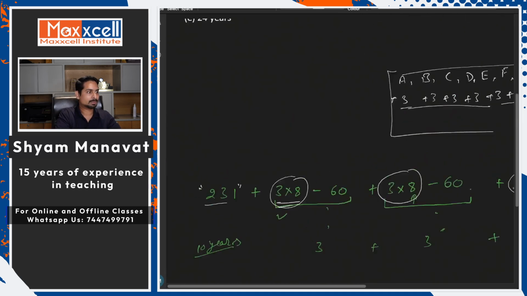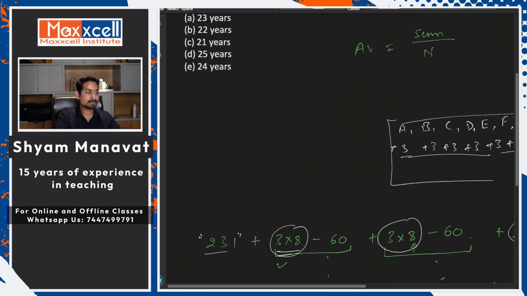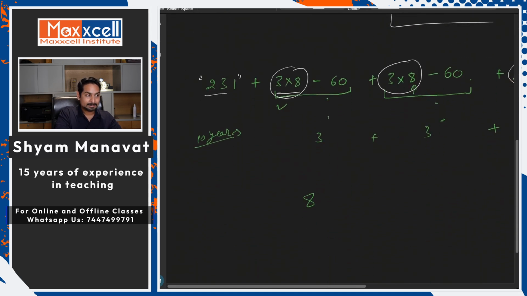This 231 is what? It's sum of age, right? The age added up to 231 years. So that is sum of age. So what is happening with the sum of age now? In 3 years, each person is aging by 3 years, and there are 8 people. So 3 into 8, that means 3 8s are 24. The family age is increasing by 24 years. Did you understand this now?